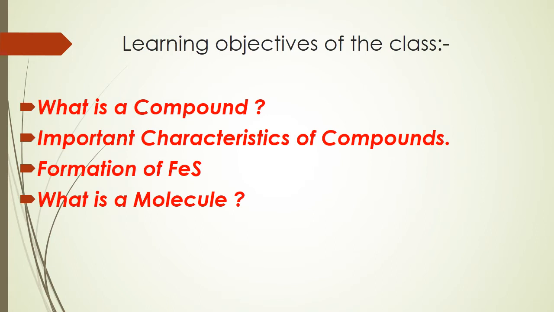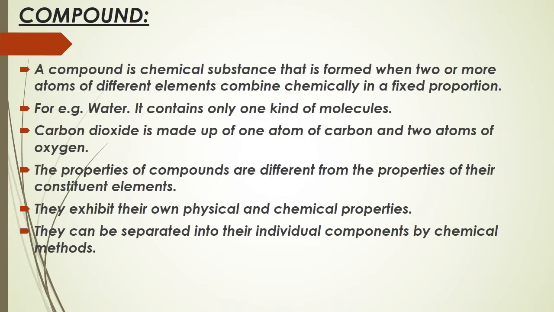So, in continuation to last class, today we are going to study what is a compound along with its important characteristics. Then we will study the formation of iron sulfide from iron and sulfur. Then what is a molecule? So let's start. A compound is a chemical substance that is formed when two or more atoms of different elements combine chemically in a fixed proportion.